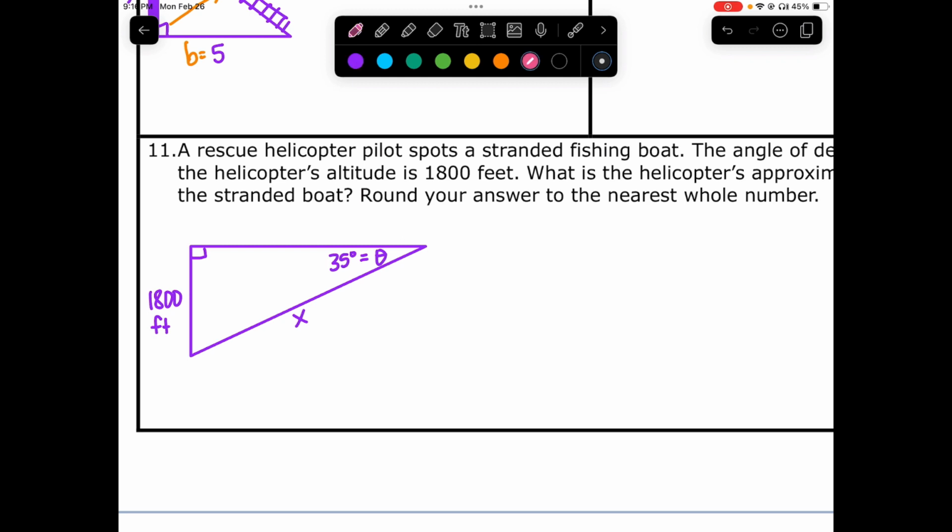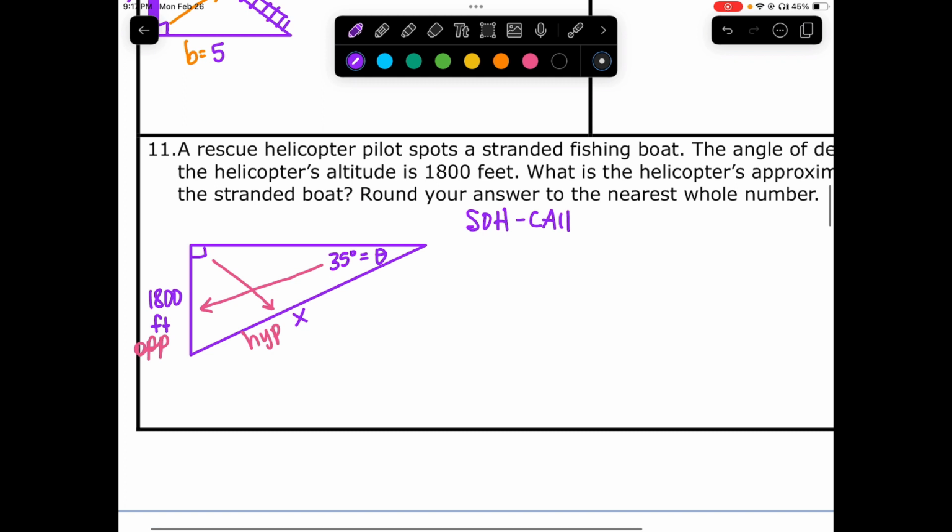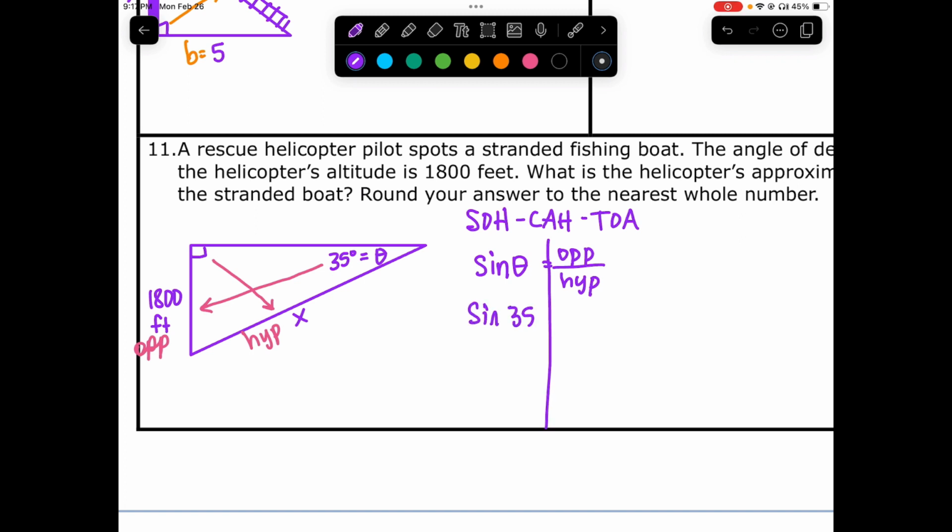So label, label, label. We already know theta is right there. This would be our opposite side, and of course, this is the hypotenuse. The adjacent side is blank. All right, so if we use SOHCAHTOA, then I see that we have opposite, so O, and hypotenuse, H. So we're going to use sine. S is for sine theta, O is for opposite, H is for hypotenuse. Sine of 35, because theta is 35, equals opposite over hypotenuse.